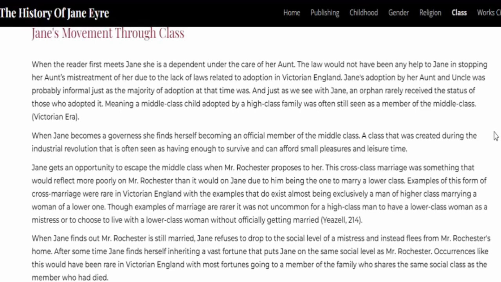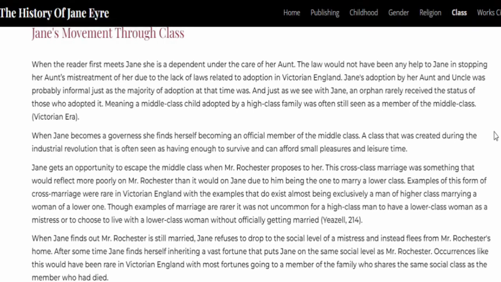One of the most fascinating things I learned by researching the history of Victorian England is its adoption practices, or kind of lack of. It's fascinating, but during Victorian England, when a child was adopted by a family, it was often informal, and the person who gets adopted very rarely, if ever, receives the status of those who adopted them. Meaning that Jane, who was a middle-class child, or low-class, I don't remember which, when her parents died, got adopted by a high-class family, but she was still viewed and treated as a member of the middle class. And that was a normal occurrence.